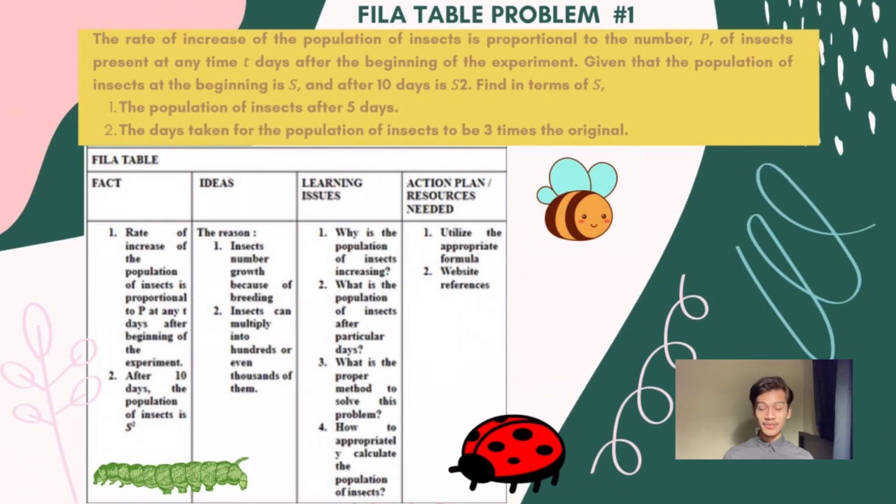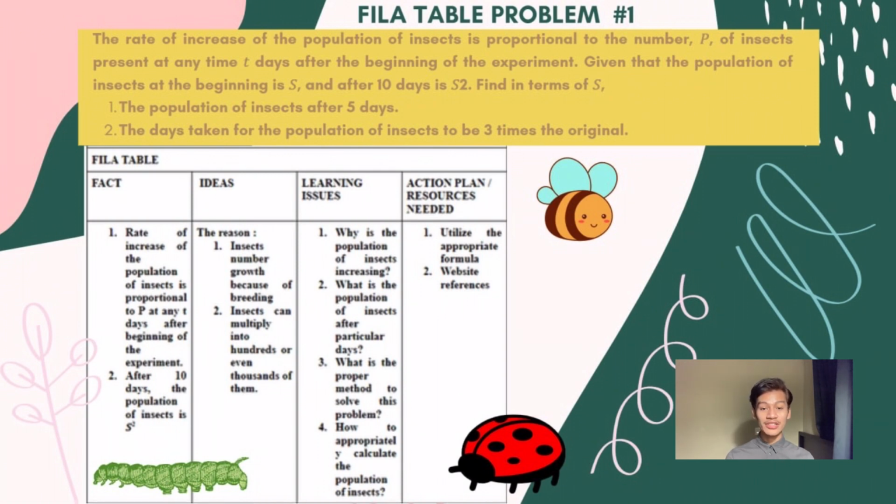Hi, my name is Muhammad Nur Iskandar bin Mahdi, and I would like to share regarding our FILA table based on problem 1 and problem 2. For problem 1, the problem statement is the rate of increase of the population of insects is proportional to the number P of insects present at any time t days after the beginning of the experiment.